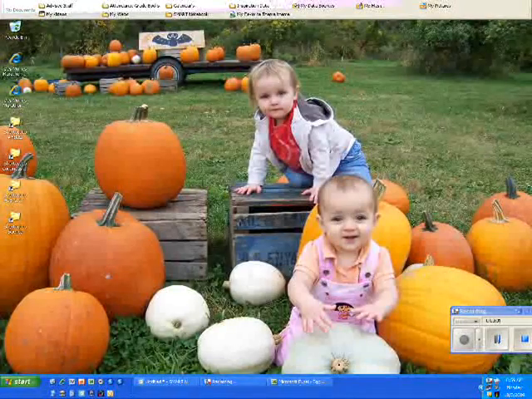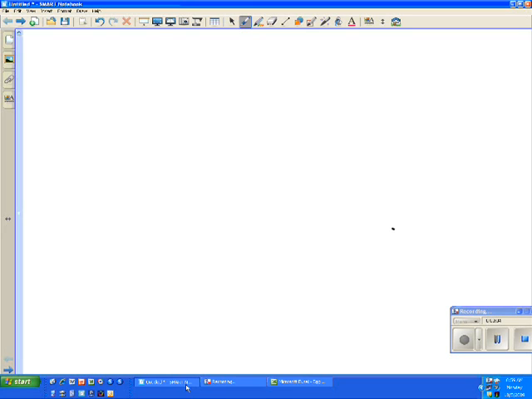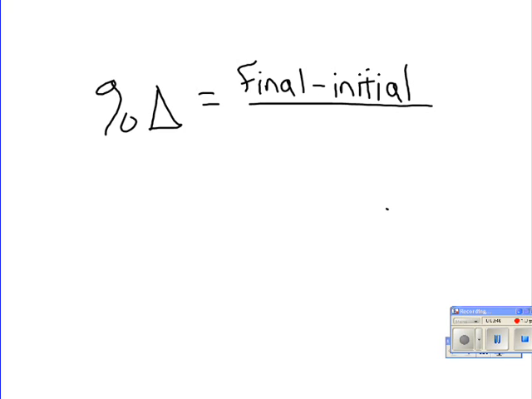So real quick, in order to calculate the percent change in mass, you need to take the final mass minus the initial, divided by the initial, times 100.